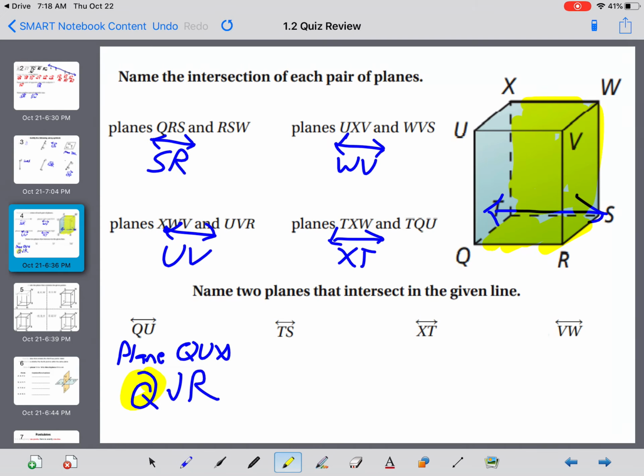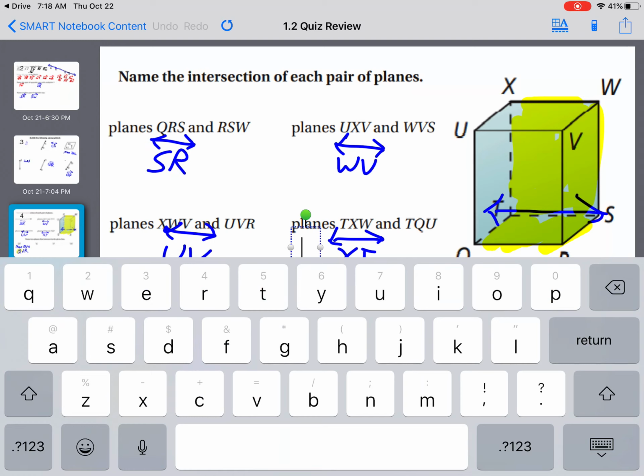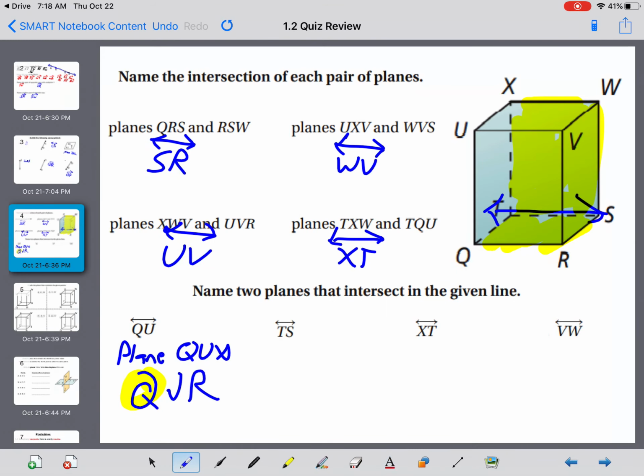Okay, so if you were to write those planes, it would be plane QRS and plane XWS.